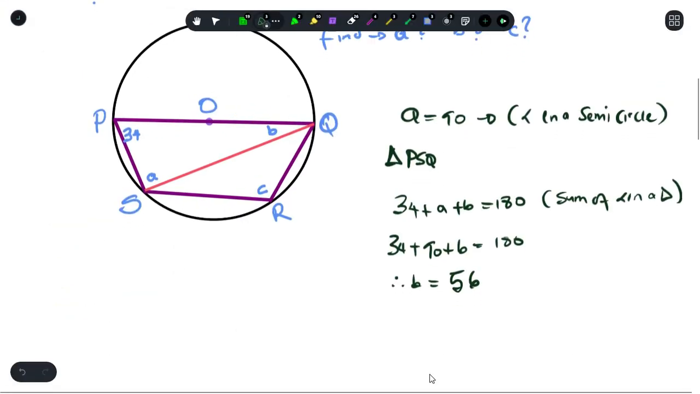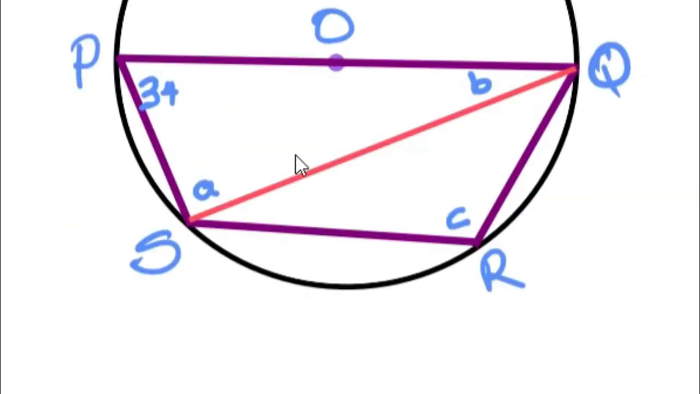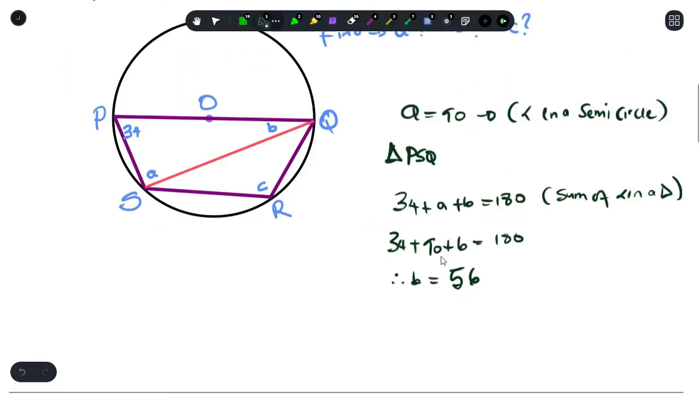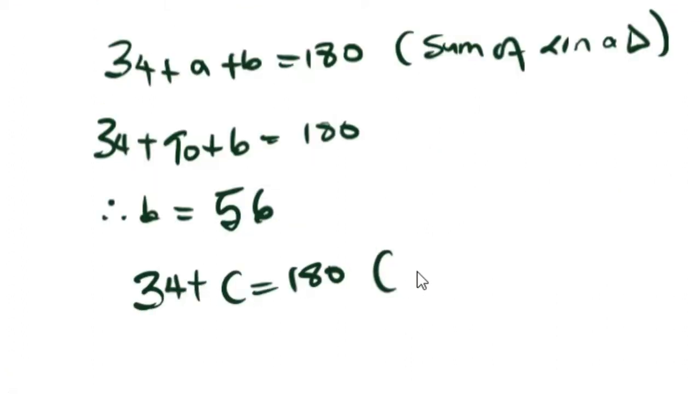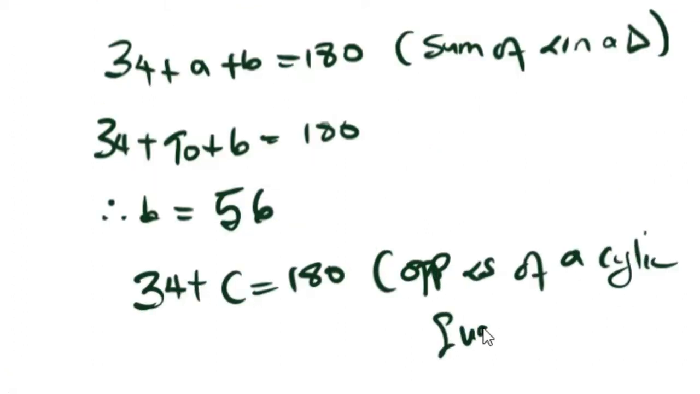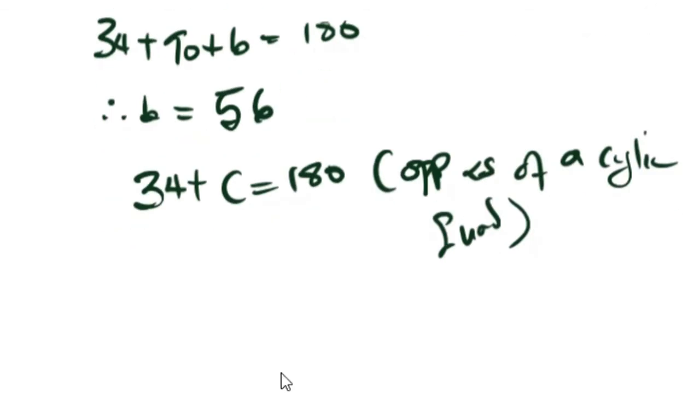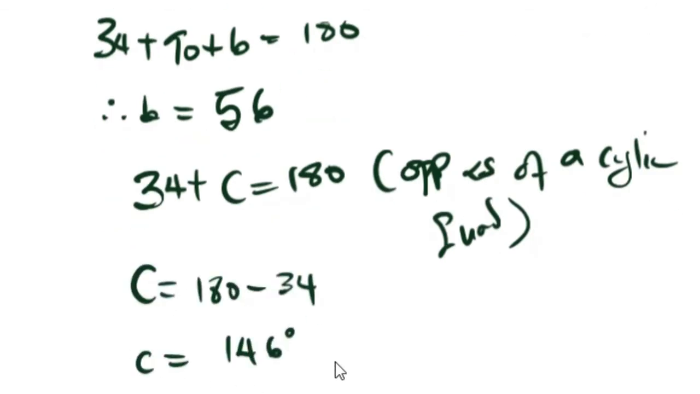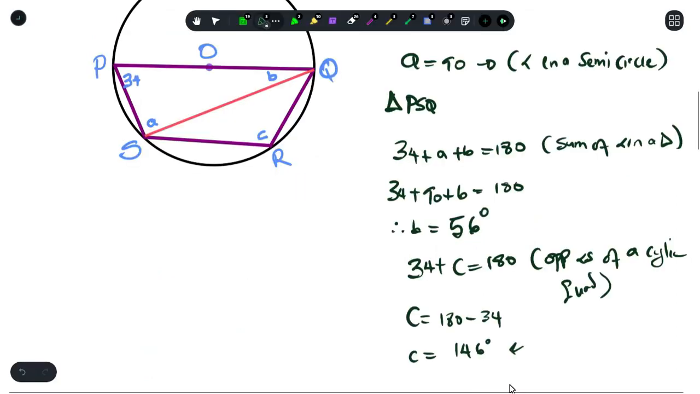And finally, to find C, we can see that P and R are facing each other. Since they're opposite-facing angles, and this is a cyclic quadrilateral because it touches P, Q, S, and R, all the vertices are on the circumference, we just need to use the fact that opposite angles of a cyclic quadrilateral are supplementary. That's it.